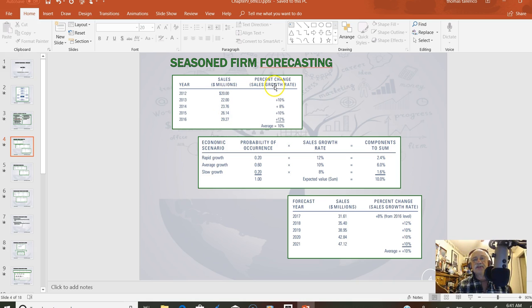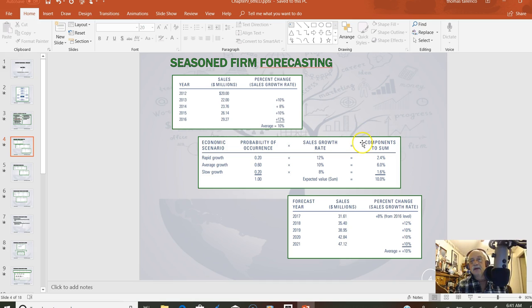The percent change of sales growth rate would simply be the holding period return, right? I take these two numbers, subtract them from each other, and then divide by the beginning value. This is the final value, this is the beginning value. I subtract those and divide by the beginning value, and I get a 10% growth rate. I do that for each year, and then I get 8%, and then 10 and 12. If I add them up and divide by 4 years, I have a 10% growth rate over 4 years. Again, this is actual, okay? This is the actual growth rate.